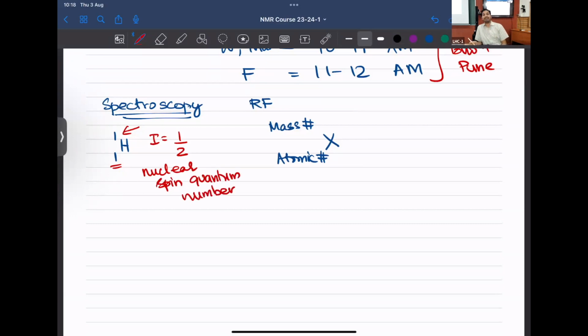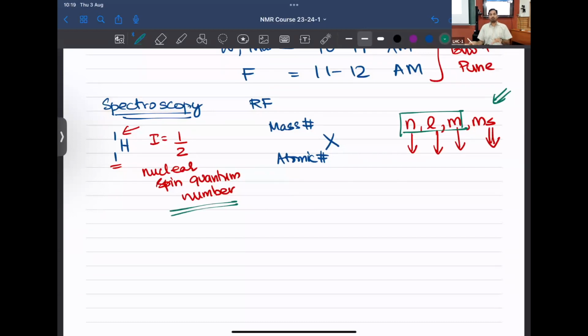This quantum number is in addition to the other quantum numbers you have been exposed to in quantum mechanics, namely n, l, m, and ms, right? If you recollect the quantum mechanics or even the basic chemistry you have learned, n is the principal quantum number. What is l? The azimuthal quantum number. m is the magnetic quantum number, and ms is the spin quantum number for the electron. Nuclei also have their own spin. Remember, the I quantum number we are talking about is restricted to the nucleus and not to the electrons or anything else.